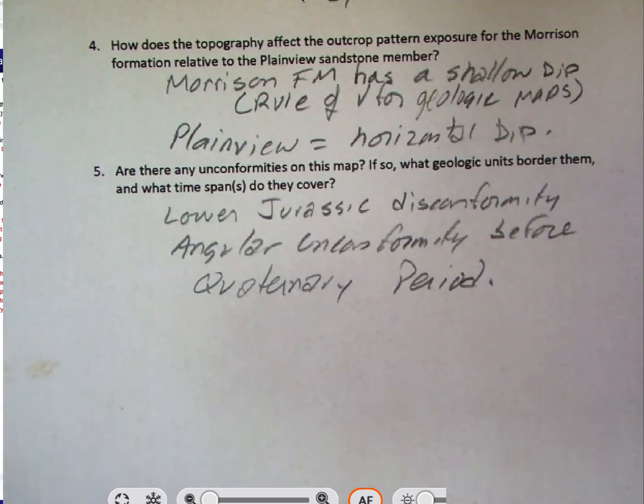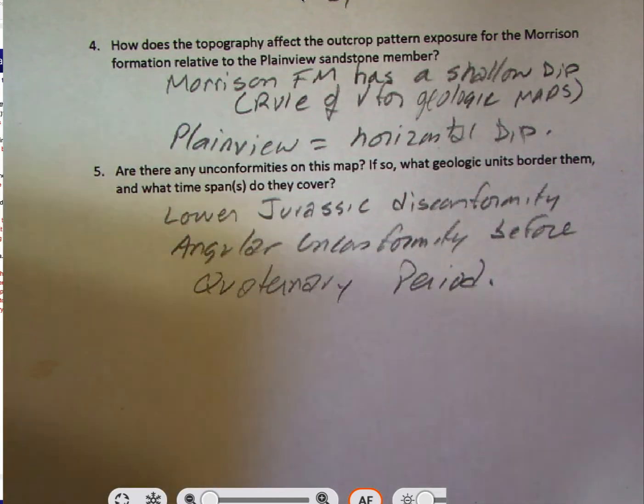So anyways, I hope that helps. Again, I had some problems with these maps. They just weren't done correctly, and I'm going to change these for next semester.